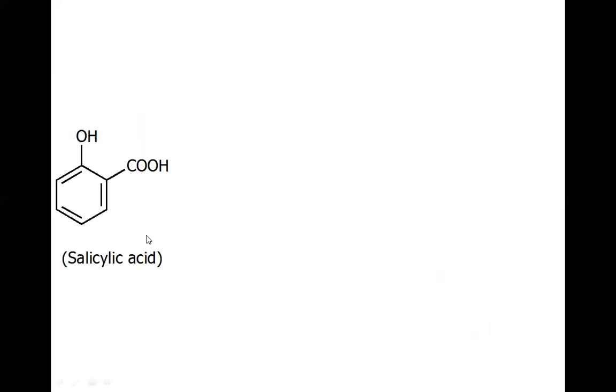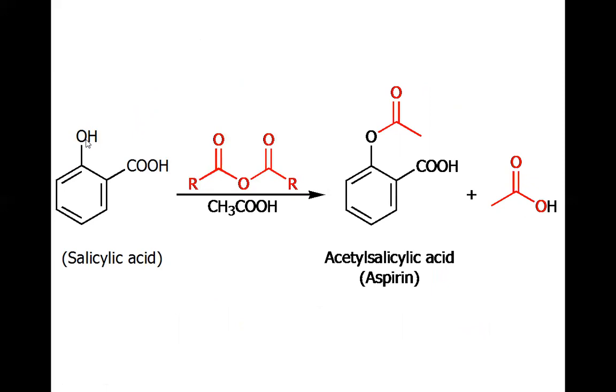So once the salicylic acid is formed, if we acylate this alcohol, this hydroxy of the phenol, we may have the acetyl salicylic acid. And this acetyl salicylic acid is the very famous drug, the analgesic drug, which is called aspirin.